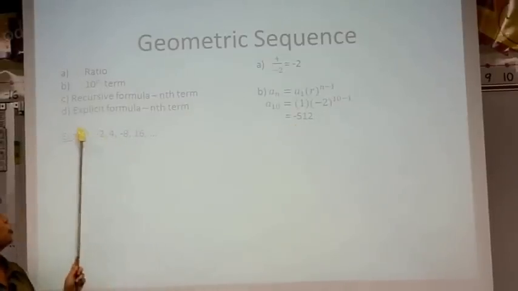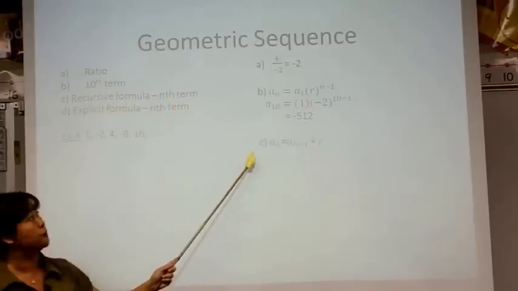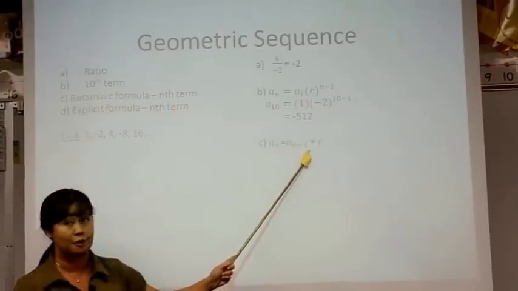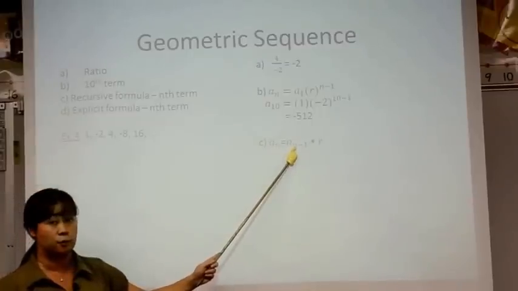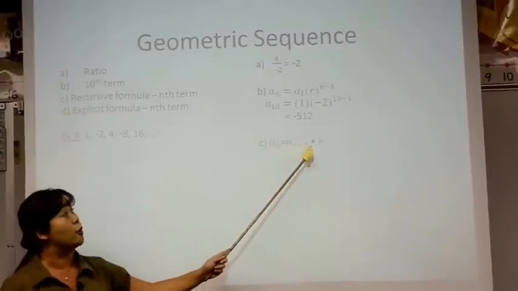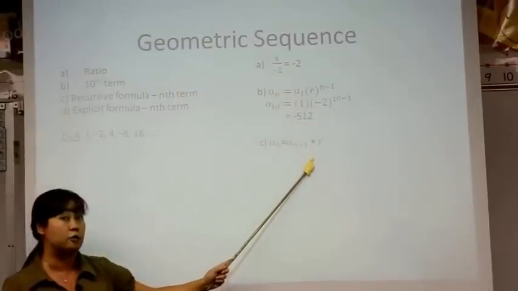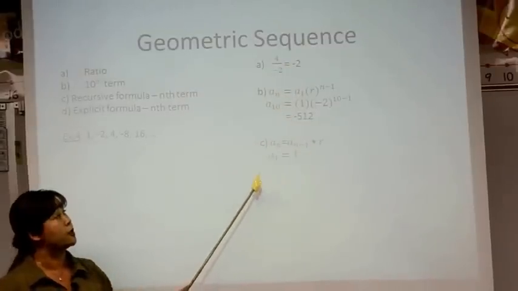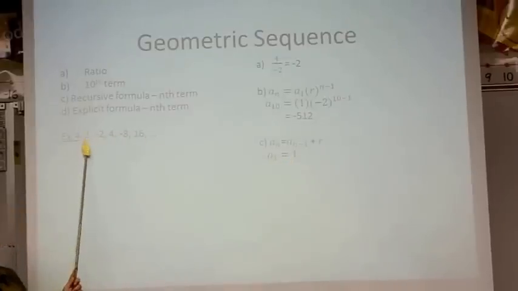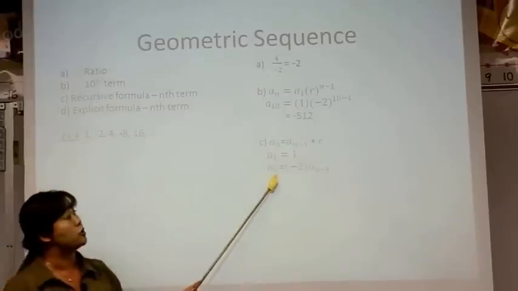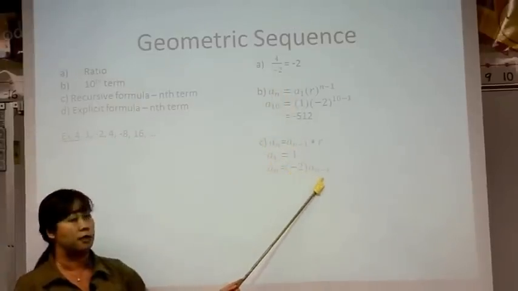Okay, now let's do the recursive formula in the nth term. So here's the recursive formula for the geometric sequence. So I just leave my n's right there like we did in the previous one on the arithmetic sequence. I know what r is, which is the pattern right here, so that's what I'm going to use. But don't forget, you need the first number, right? So we always start off with the first number as 1 in this case because the first number is 1 right here. And then the general equation is negative 2, because that's the pattern, times a sub n minus 1.